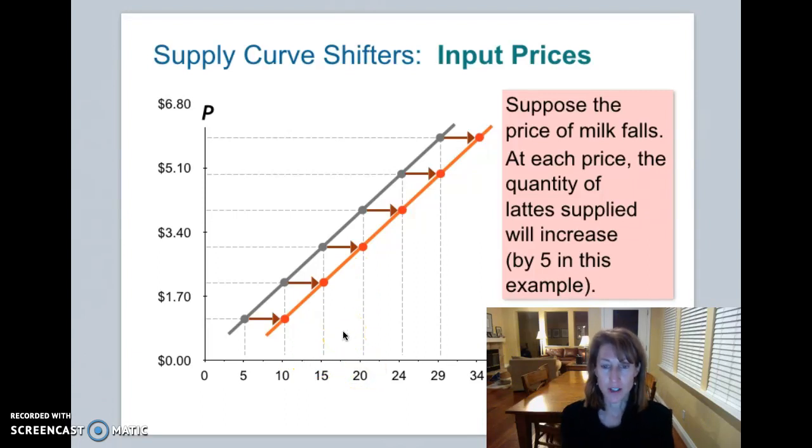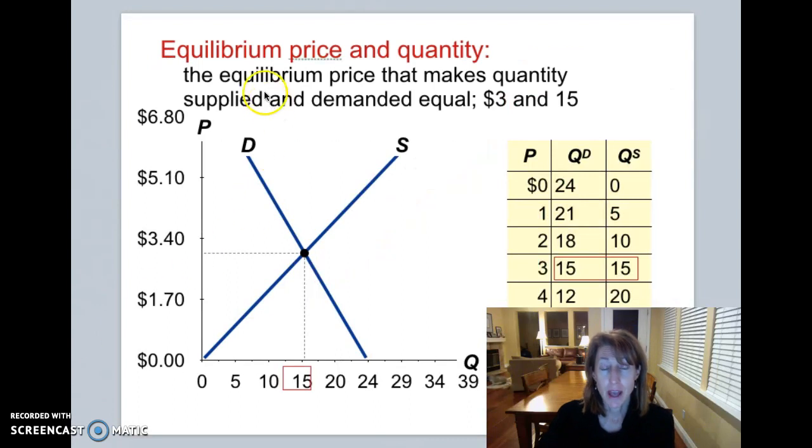Okay, we've got our demand, we've got our supply. Let's put them together to find equilibrium. So here's our equilibrium. And what it means is that we take our downward sloping demand curve, we take our upward sloping supply curve, and we let them intersect and set an equilibrium price that makes quantity supplied and quantity demanded exactly equal. And in this case, it's a price of $3. That's our equilibrium price in the market, and a quantity demanded equaling quantity supplied, or a quantity in the market of 15 lattes.